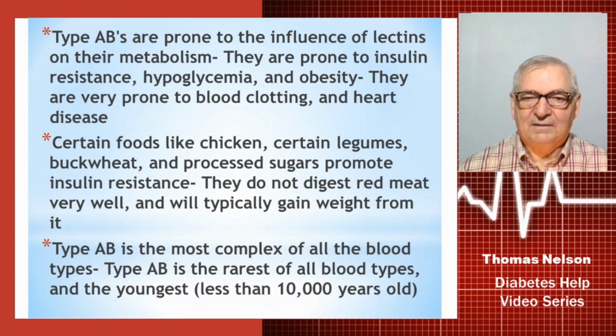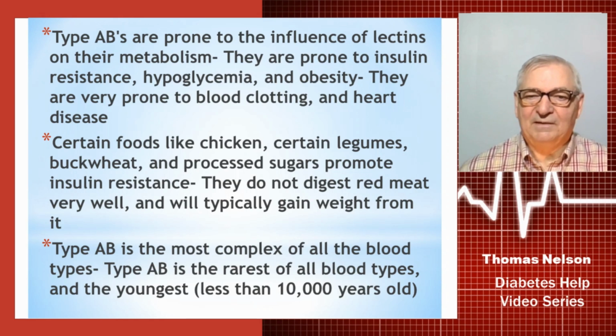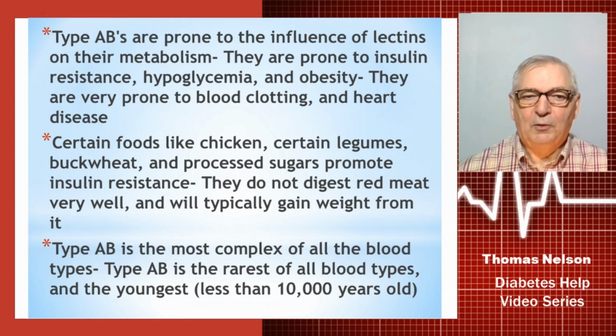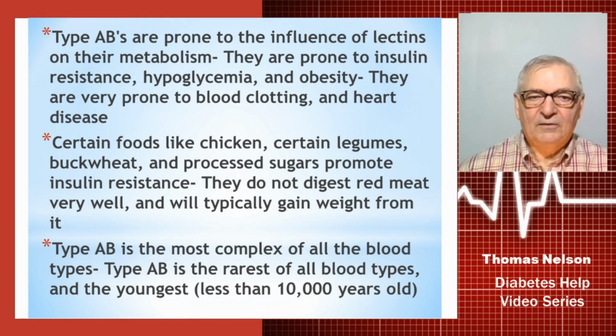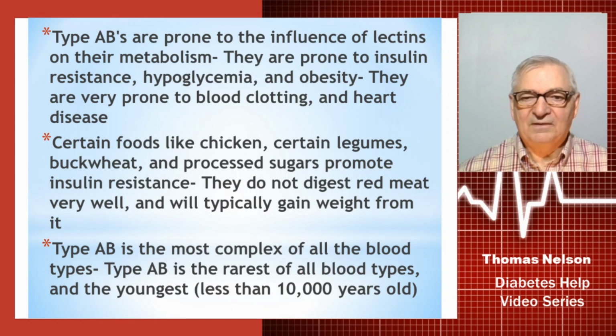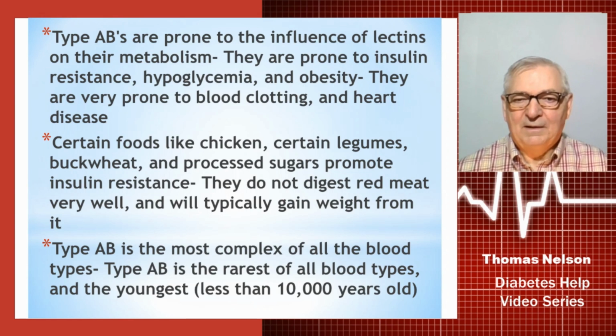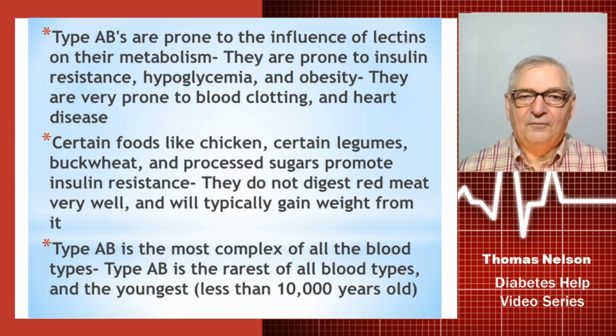It especially affects their metabolism. It means it slows it down. They're prone to insulin resistance. They're also prone to hypoglycemia, which is low blood sugar, and they are also very prone to obesity. They are very prone to blood clotting and to heart disease. This is of particular importance to them. If you are type AB, you should most certainly watch the segments on blood pressure and cholesterol and so forth.